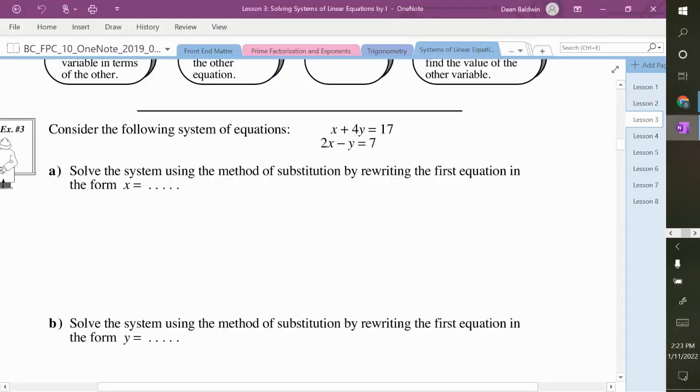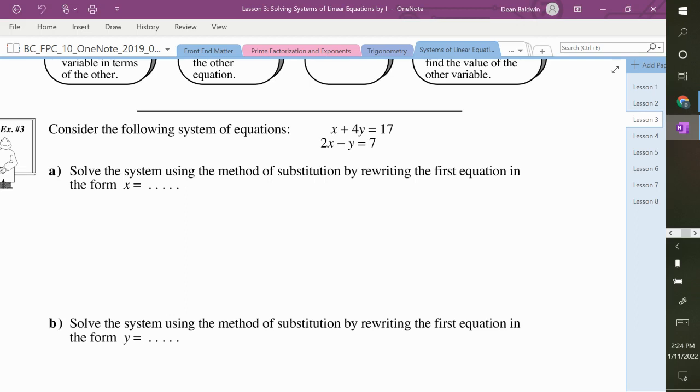Here's the equation. x plus 4y is equal to 17. 2x minus y is equal to 7. So the first thing you do is pick a variable to solve for in either equation. It doesn't matter what the variable is, it's your choice. So you can solve for x or y in either equation. Now, make your life easier. What would be the easiest variable to solve for in the first equation? x or y?